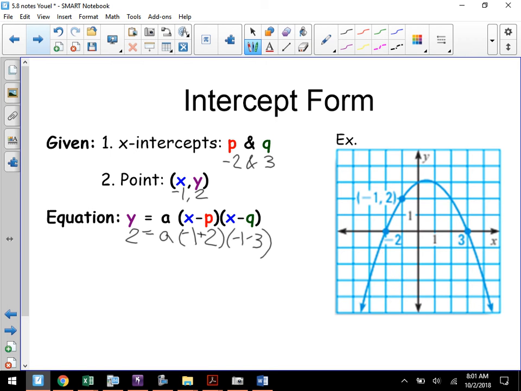Be careful here, you might see two parentheses next to each other and want to start foiling that. Notice that there's no x's or variables in there at all. So don't be too good at factoring and start factoring when you don't need to factor. So 2 is equal to a times -1 plus 2, which is 1, and -1 minus 3, which is -4. So -4 times a. So a ends up equaling -1/2.